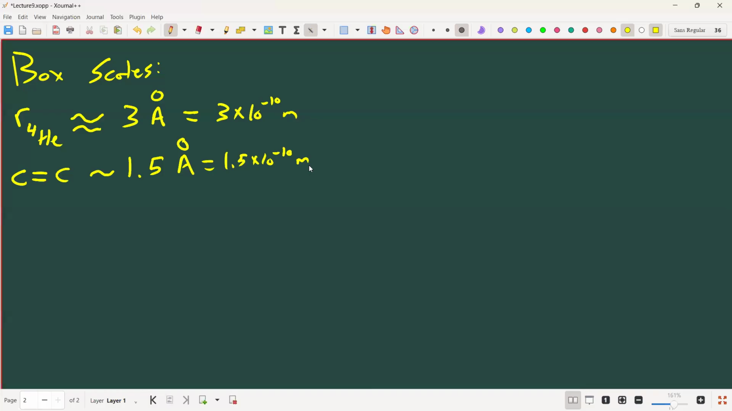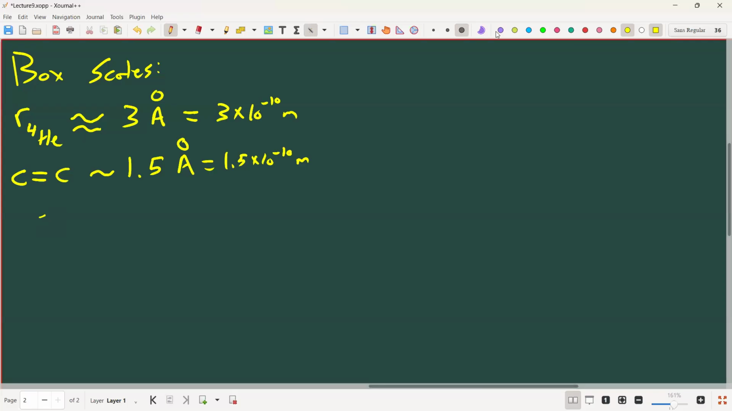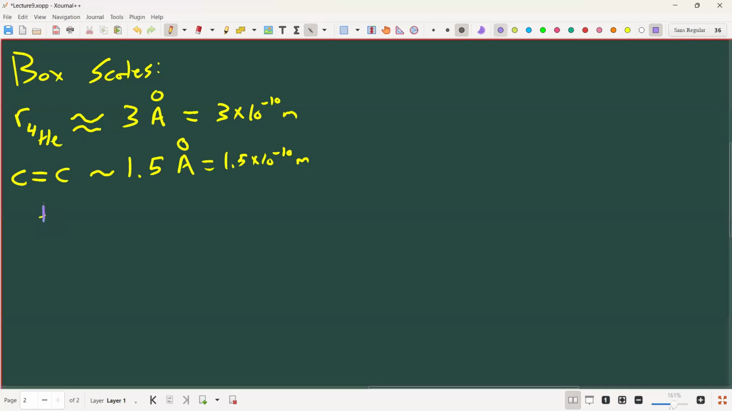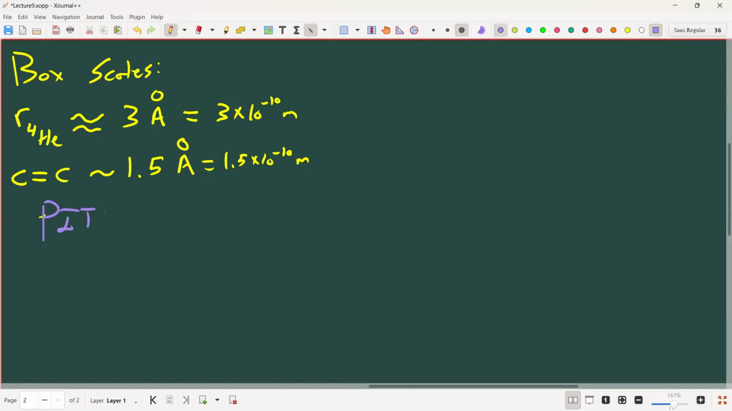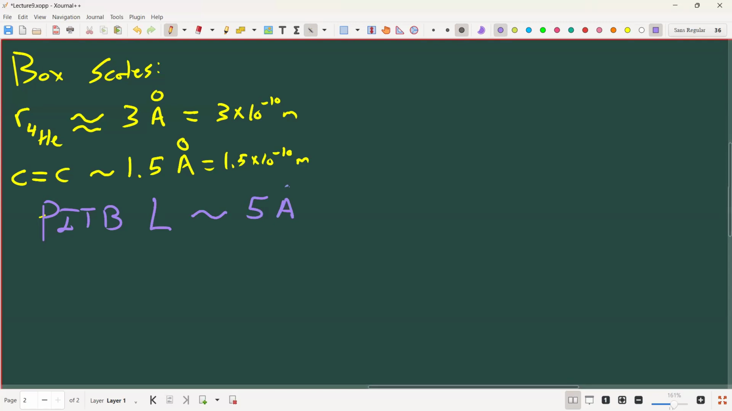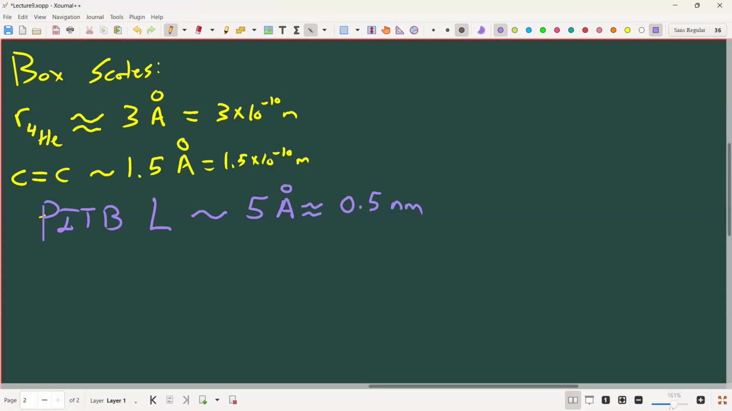So let's just say roughly our box scale, L in our case for a particle in a box for chemistry, is around 5 angstroms, or half a nanometer. That's very typical. All right, what are the wavelengths of light that we choose?